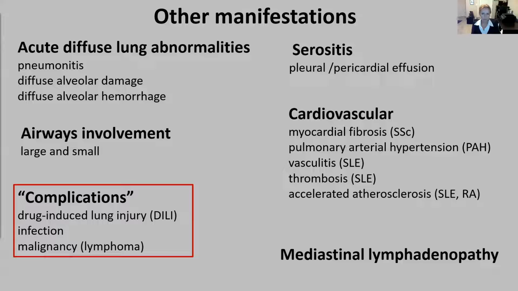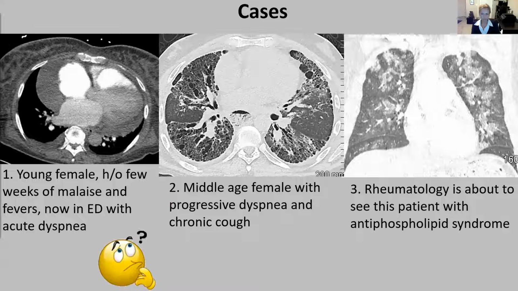Additionally, we can see complications related to the immune response in these patients. These patients are prone to infections, malignancy, especially lymphoma. But some of these complications may be related to therapy. We can see drug-induced lung injury. We can see infections related to immunosuppression. And again, we can see malignancy related to immunosuppression.